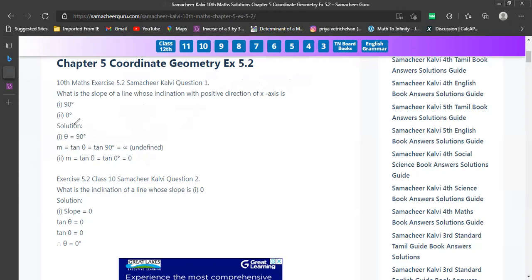Similarly, tan 0 degree is nothing but 0 only. So that's it. That's the answer. That's all.